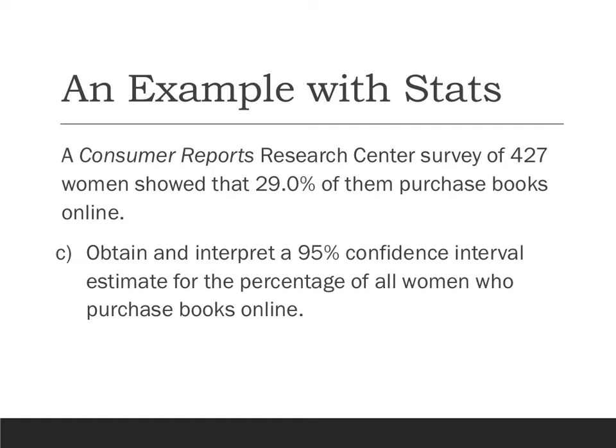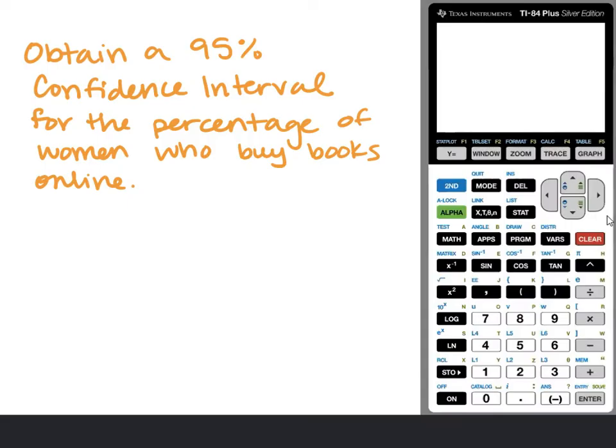All right, so now that we know we can use one prop z int, we're going to go to our calculator, and we're gonna work with this part first. Obtain a 95% confidence interval estimate for the percentage of all women who purchase books online. And I will make note of this. This does say percentage of all women, so we need to make sure to stay consistent with the problem to change our values that our calculator gives us as a decimal format into a percentage in order for our interpretation to be correct.